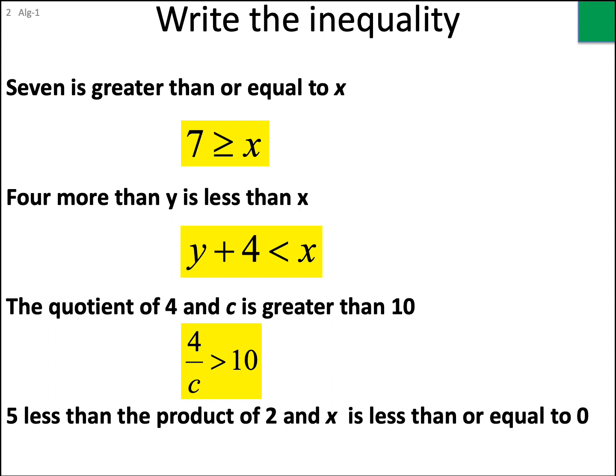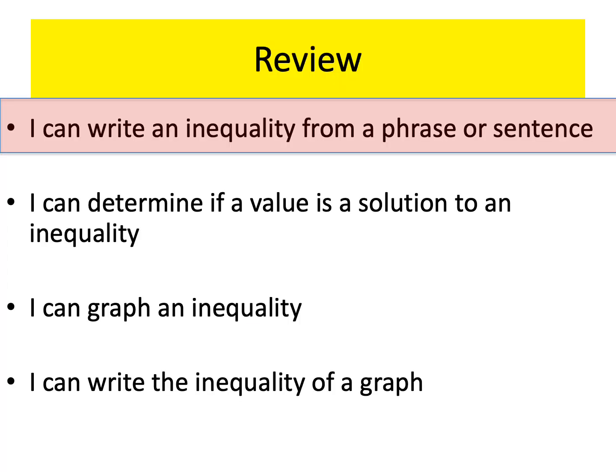And the last one, 5 less than the product of 2 and x. So 2 things going there. 5 less means -5. The product of 2 and x means 2 times x. So 2x minus 5 less than or equal to 0. How'd you guys do? Okay, these take a little bit of practice. There's a few of them that'll be tricky on the homework, but for the most part, it's not too bad.